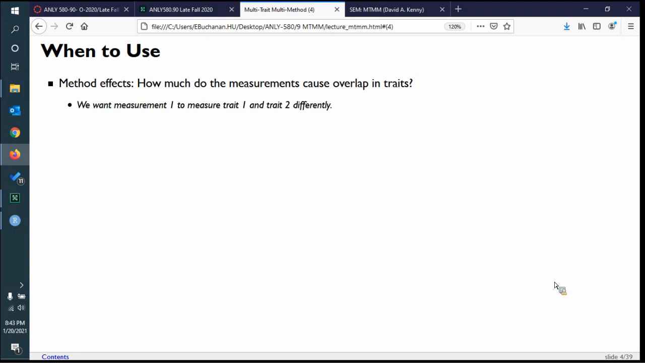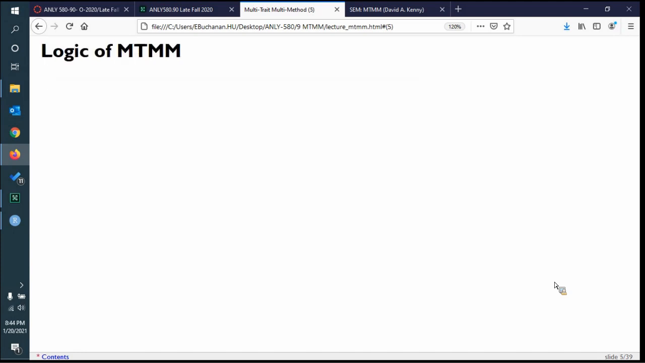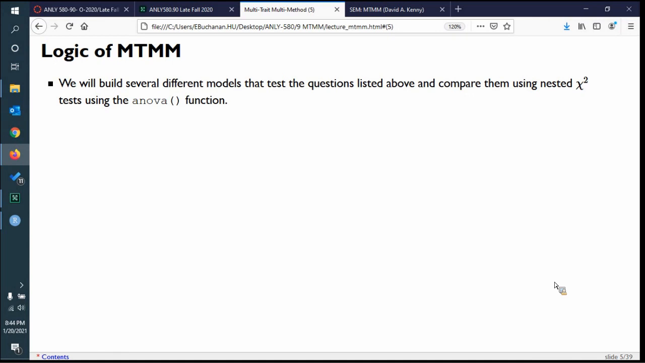We could either have a measurement tool that doesn't discriminate between two cases, or we could have what is really one latent variable that we're saying is two. Either way, we would want to make sure that these things are actually separate from each other. So the logic here of MTMM is that we'll have several models that are going to be similar to bifactor models. And we're going to test those questions sequentially and compare them using a nested chi-square test.